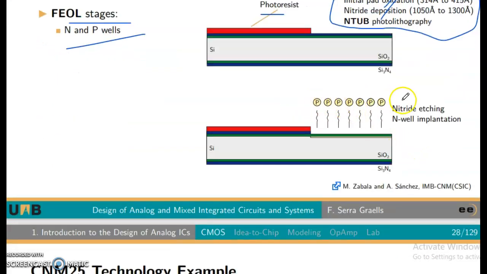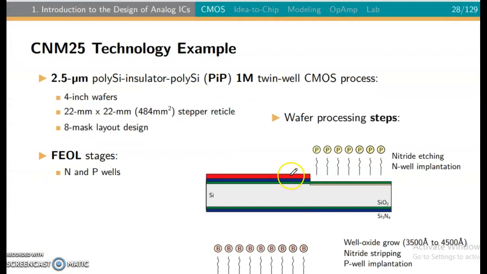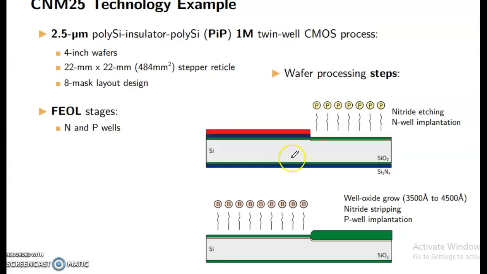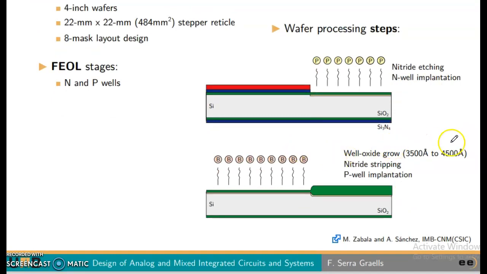Photolithography, and then this is nitride etching, N-well implantation, nitride etching, N-well implantation, SiO2, Si3N4. Here what is going on? Here same like before, nitride, N-well implantation.